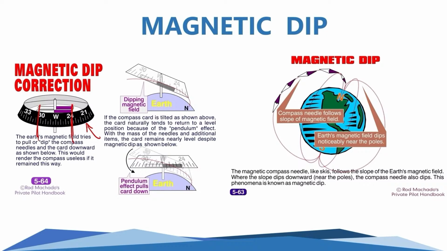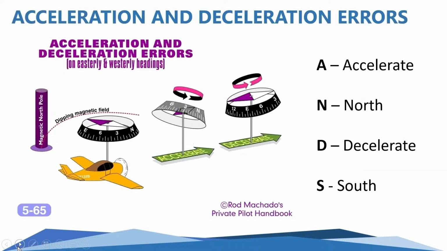Okay. All right, the next one is going to be your northerly turning errors and acceleration, deceleration errors. For the acceleration, deceleration errors, we have another mnemonic for you. It's called the ANDS mnemonic. Okay, so accelerate north, decelerate south. Very simply, this is most likely going to occur if you're on an easterly or westerly heading. So if I had my airplane here, and I'm going to make up my own airplane, my airplane is moving in this direction, and this is going to be eastbound, which is 090 on the heading.